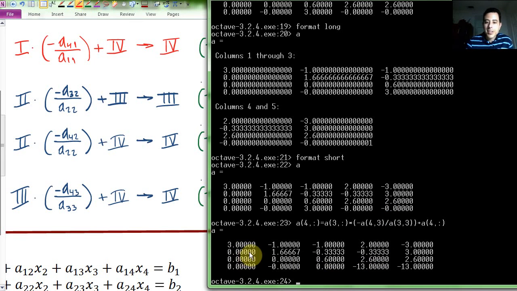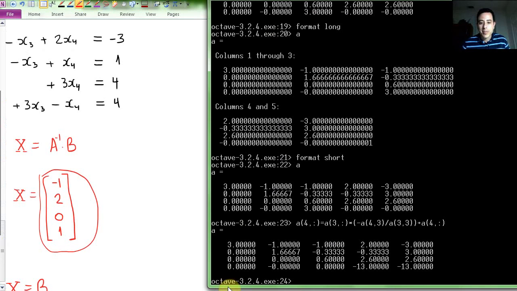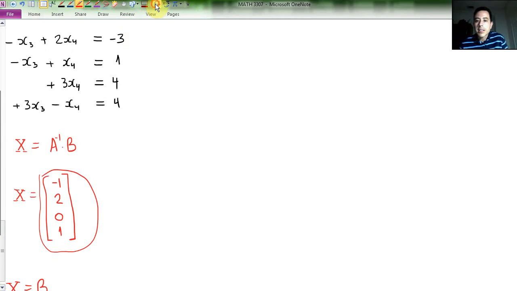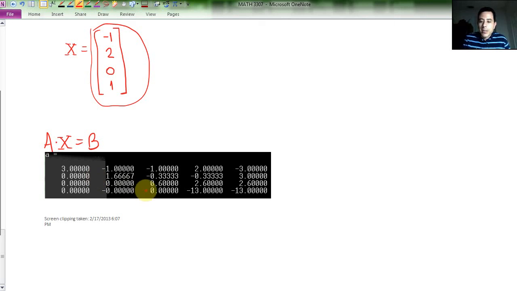Look at the matrix now. You can see the system now. It's a triangular system, right? Look at the last equation. The last row, which represents the last equation, it's -13 x4 equals -13. You can tell that x4 is 1, right? Because this is what we have now. Okay, let me copy that here.